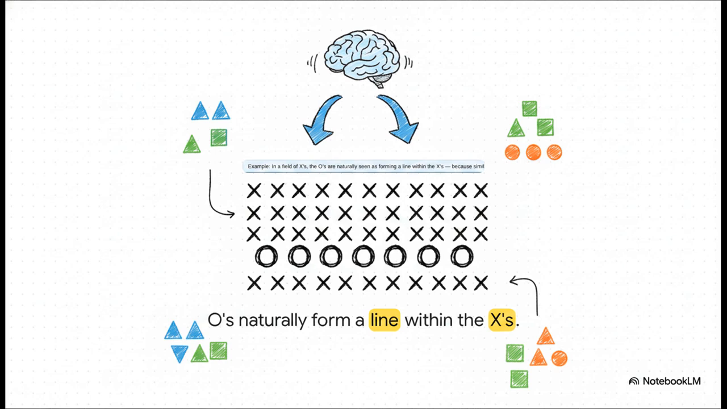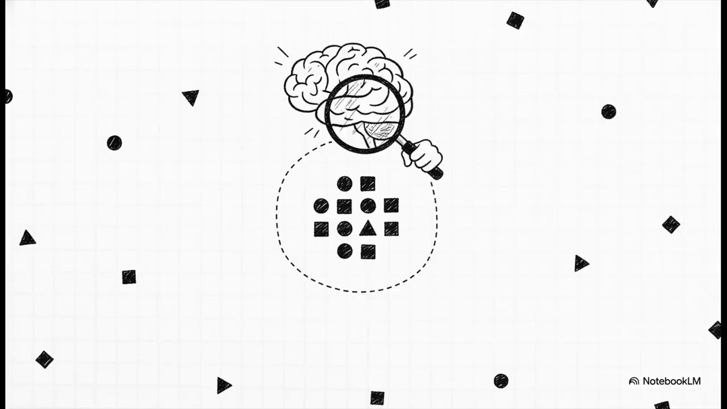Now, what's truly fascinating here is how your brain just did the heavy lifting without you even asking it to. When you look at this field of letters, your mind instantly groups the similar shapes, right? You automatically see the O's forming a distinct line right down the middle of the X's. Literally zero conscious effort required. It just happens.